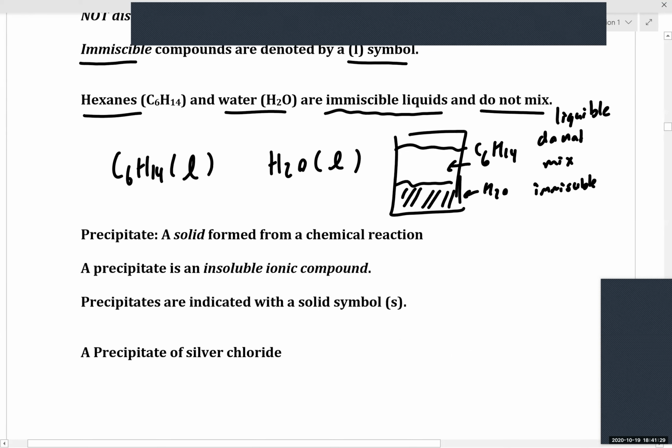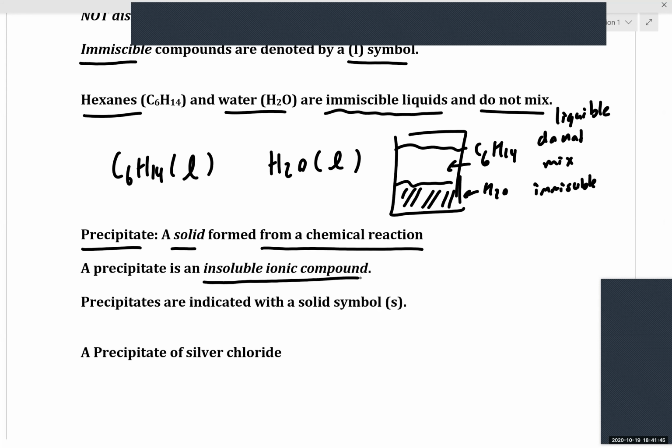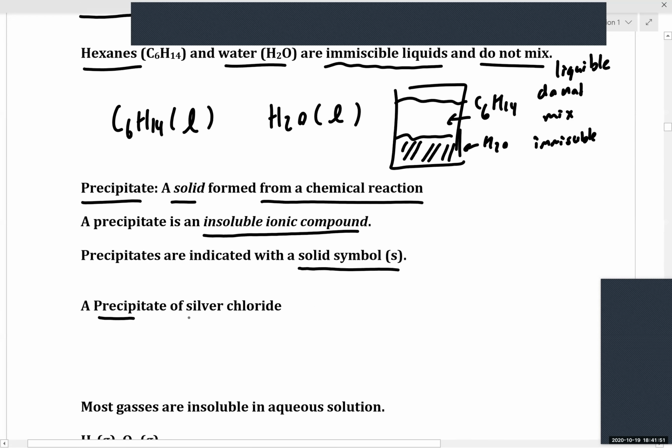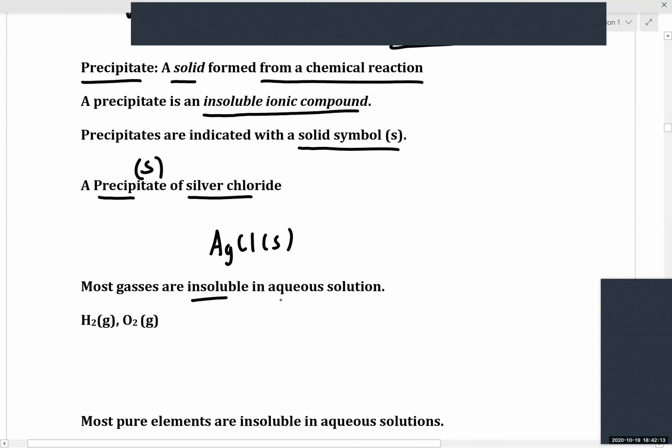So another key word you need to look out for is precipitate. A precipitate is a solid formed from a chemical reaction. A precipitate is overwhelmingly an insoluble ionic compound. And precipitates are indicated with a solid symbol S. So for example, a precipitate of silver chloride would be written as AgCl, solid. Precipitate, I want you to think solid. Does that make sense? Yes. Perfect.